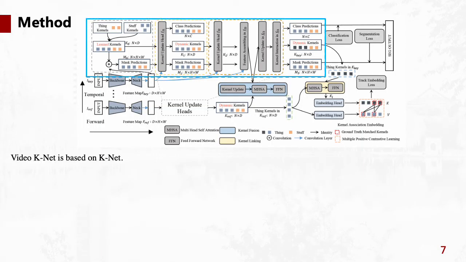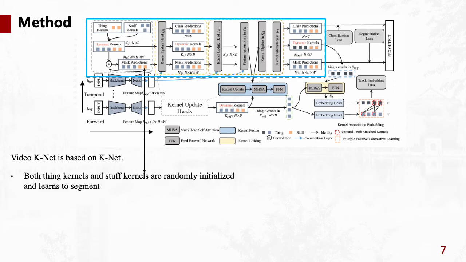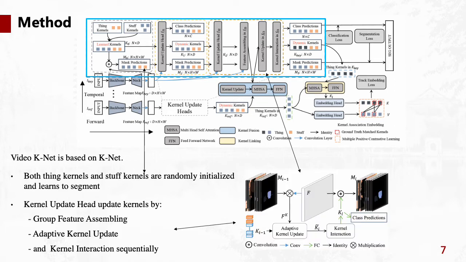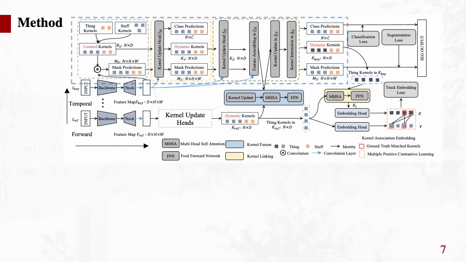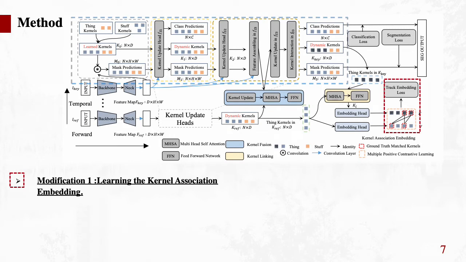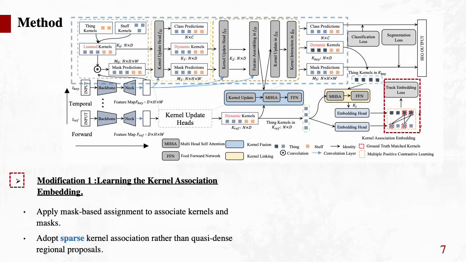Then we review Video K-Net. It is based on K-Net. Both the thing kernels and the stuff kernels are randomly initialized, and then all the kernels are updated using the kernel update head. It has 3 steps: grouping kernel, adaptive update, and kernel interaction. Then we show our improvements on the kernel. First, we learn a kernel association embedding. We apply a mask-based assignment to associate the kernels. We adopt a sparse kernel association.